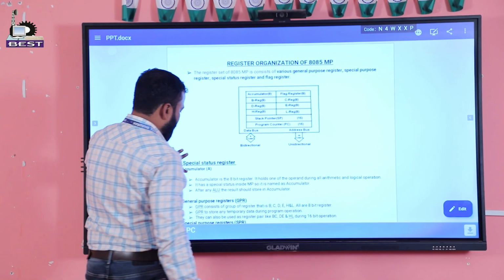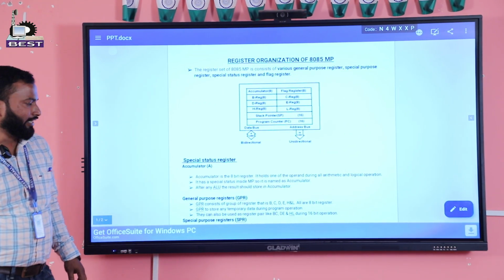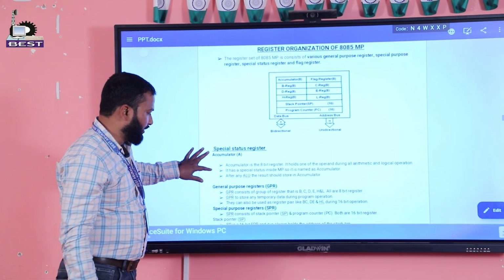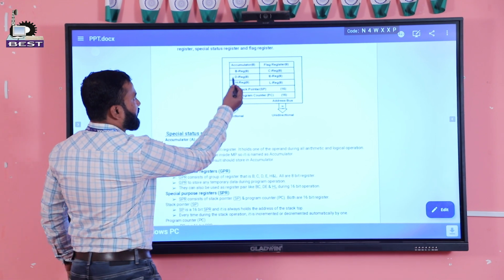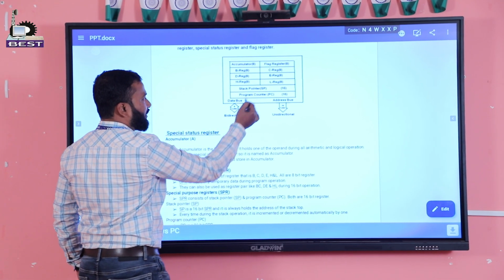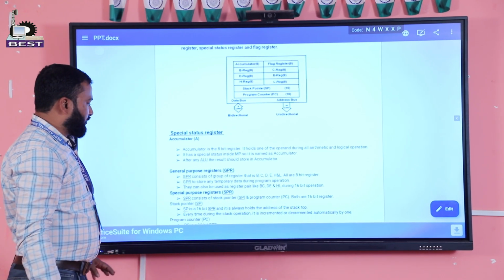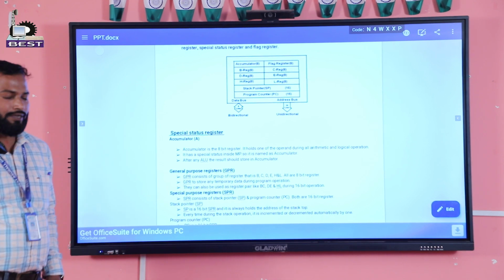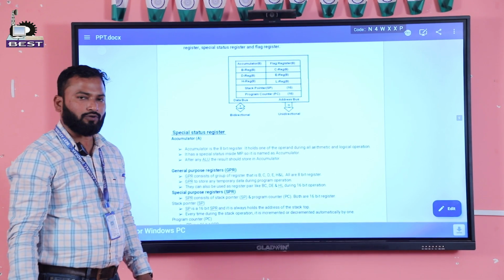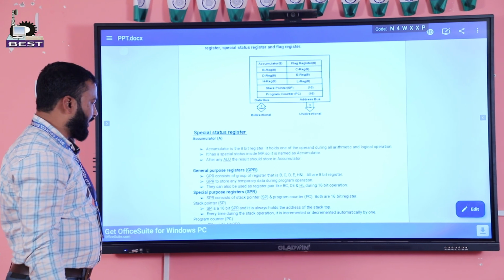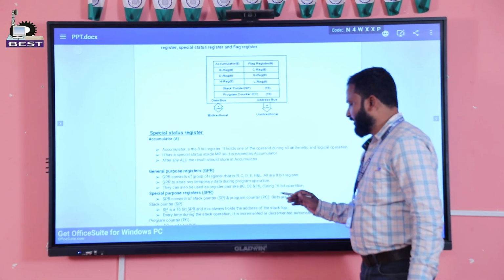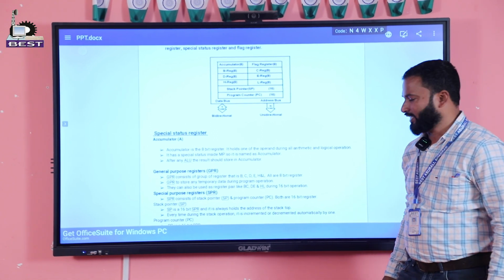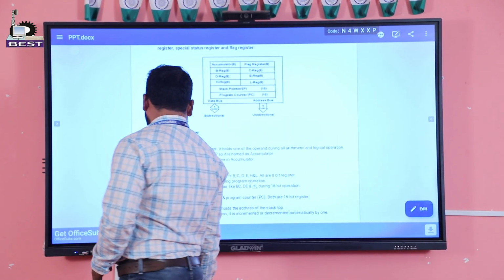Then your general purpose registers, indicated by GPR. GPR consists of a group of registers, that is B, C, D, E, H and L. GPRs store any temporary data during program operation. They can also be used as register pairs like BC, DE and HL during 16-bit operations.